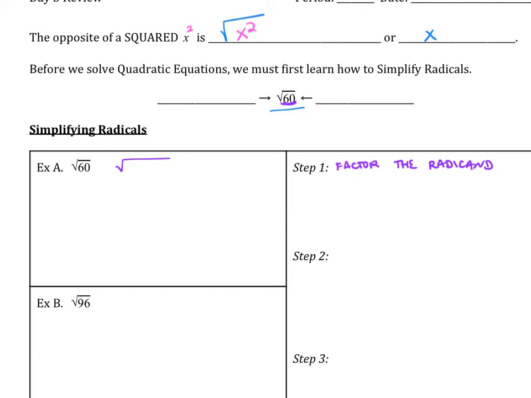Square root of 60. There are several ways you can break it down. Let's just say 6 times 10. We don't have any pairs, so we're going to factor the radicand until we find pairs, and then the rest doesn't break down anymore. So 6 breaks down to 3 times 2, and 10 breaks down to 2 times 5. It can't factor any more than that. Now we're going to circle our factor pairs.